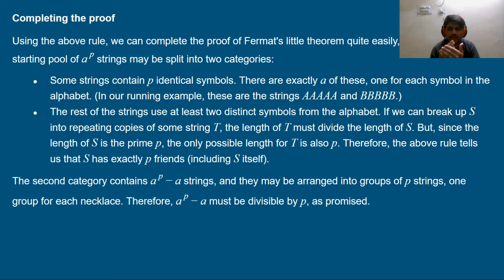If we can break up S into repeating copies of some string T, the length of T must divide the length of S. But since the length of S is the prime P, the only possible length for T is also P. Therefore, the above rule tells us that S has exactly P friends, including S itself. The second category contains A power P minus A strings, and they may be arranged into groups of P strings, one group for each necklace. Therefore, A power P minus A must be divisible by P as promised.